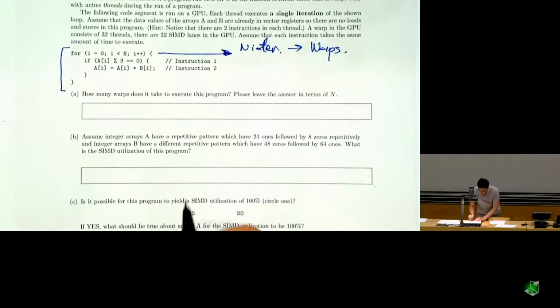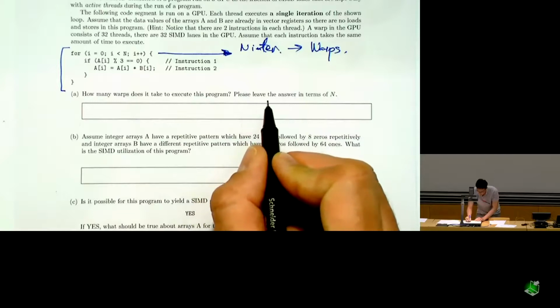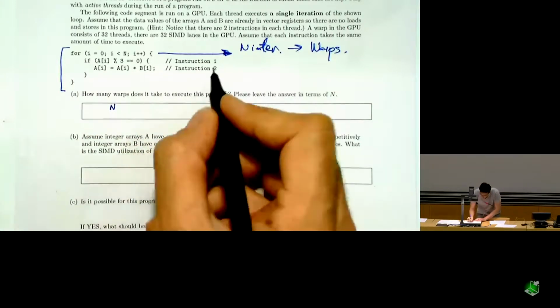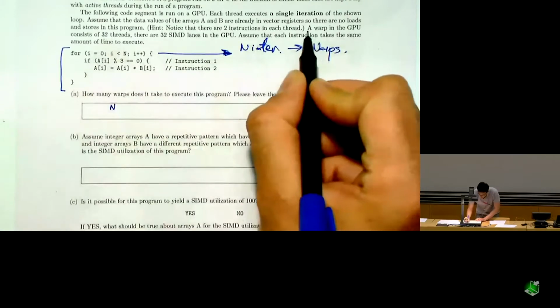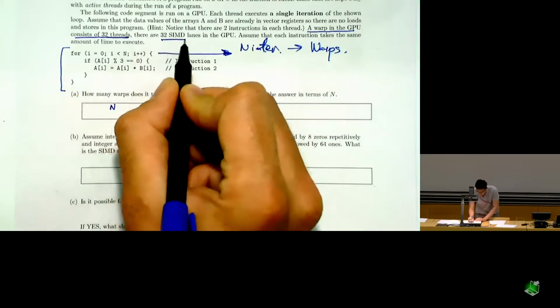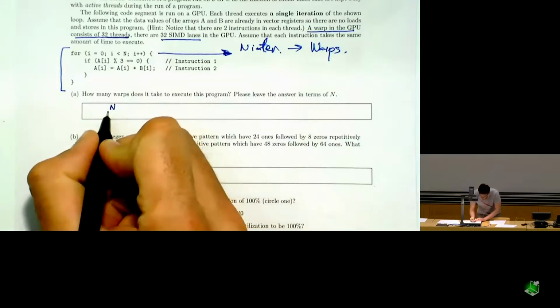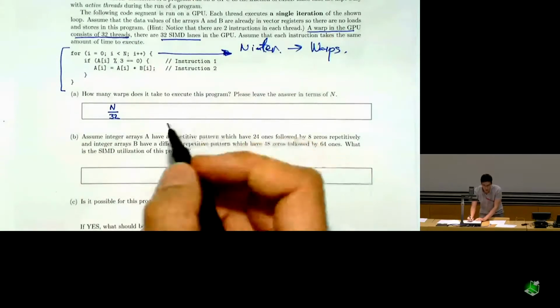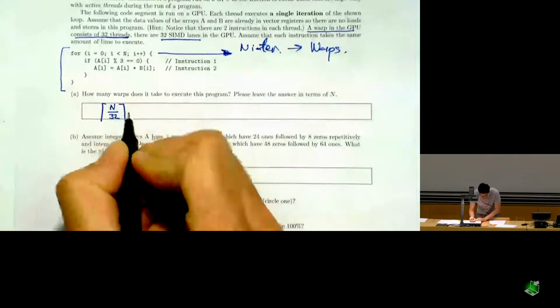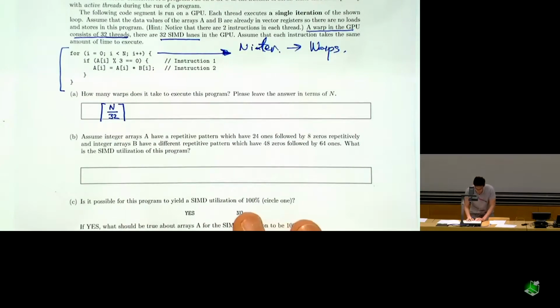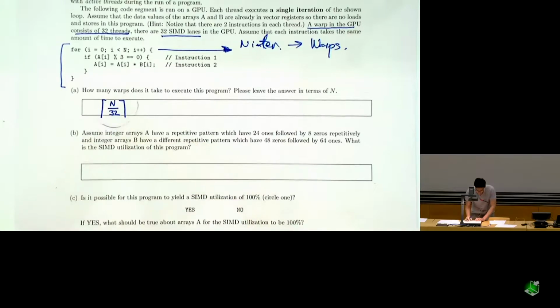How many warps does it take to execute this program? Please leave the answer in terms of n. So we have n iterations. We know that the warp size is 32. A warp in the GPU consists of 32 lanes, 32 threads, and 32 SIMD lanes in the GPU. So n divided by 32 is the number of warps. In case n is not divisible by 32, we have to use the ceiling of this division, right? Maybe the last warp is not completely busy, but we still count this number of warps.